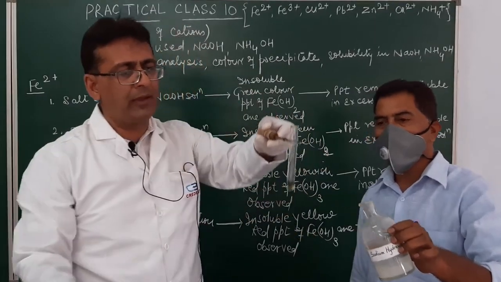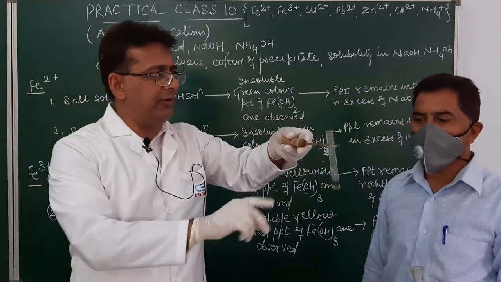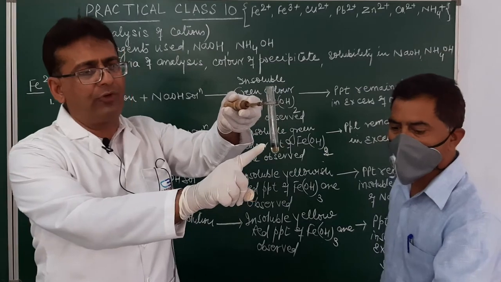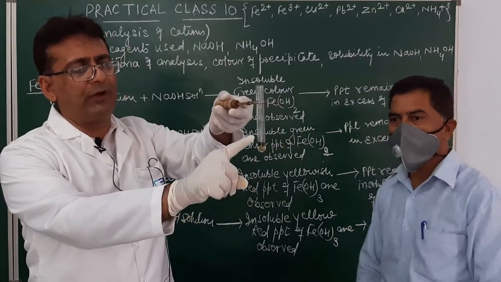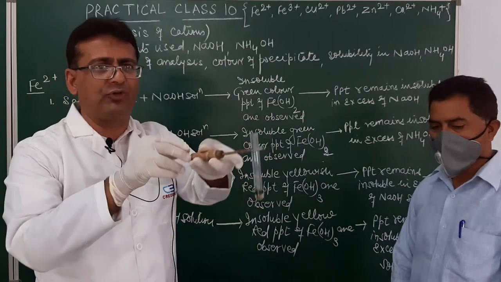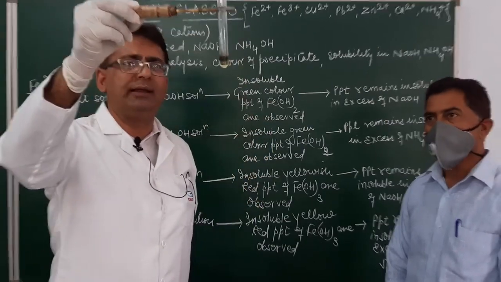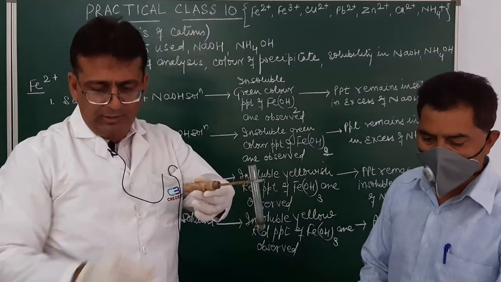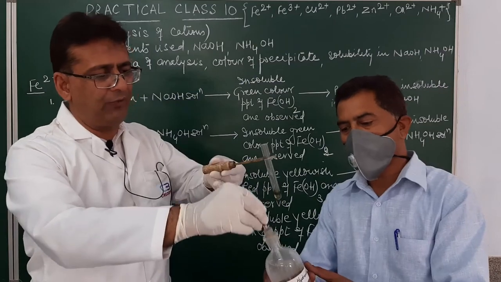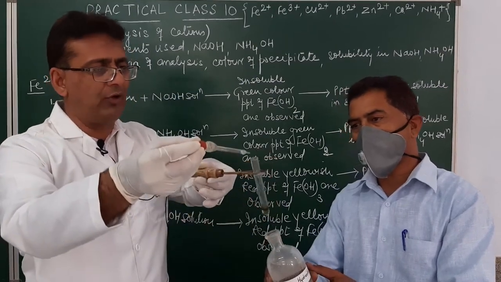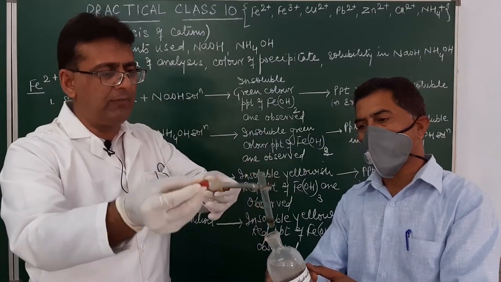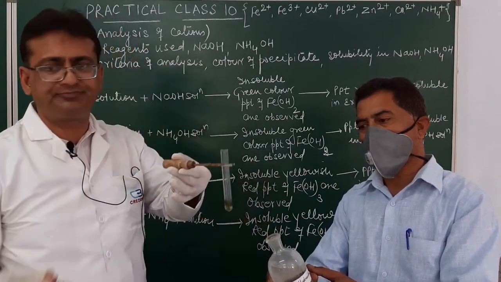You can see this. When we add sodium hydroxide to the ferrous sulfate solution, what do you observe? We observe a green color precipitate of ferrous hydroxide. See over here, it's a green color precipitate. Now, when we add excess sodium hydroxide, you will observe the precipitate remains insoluble.